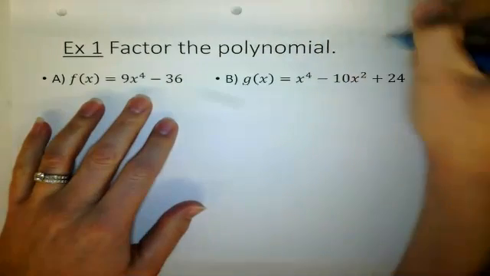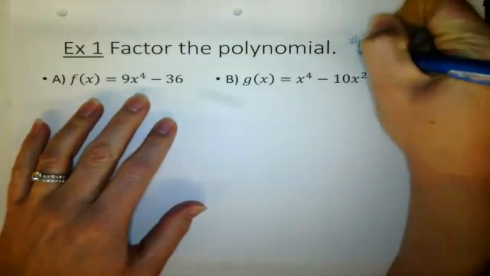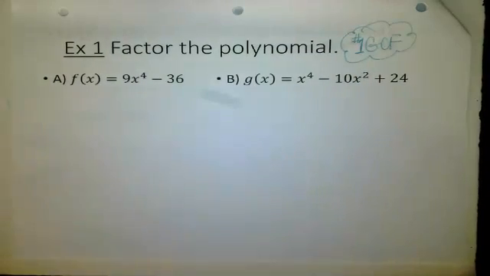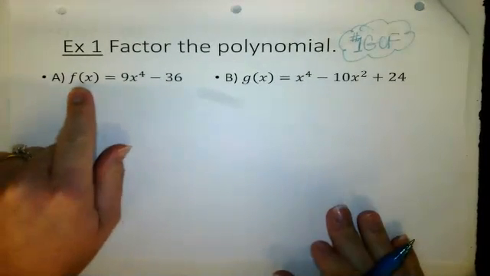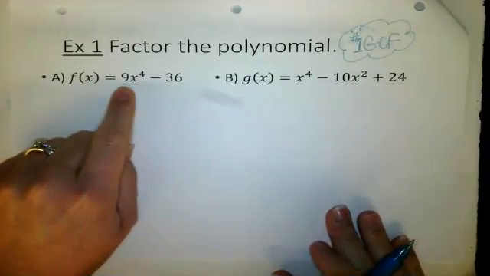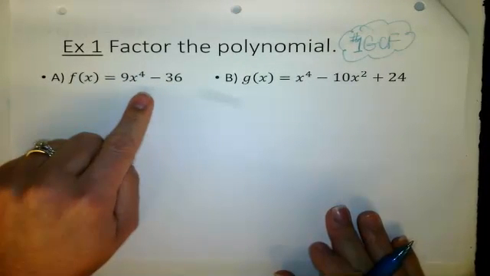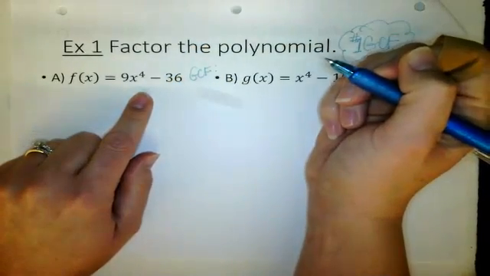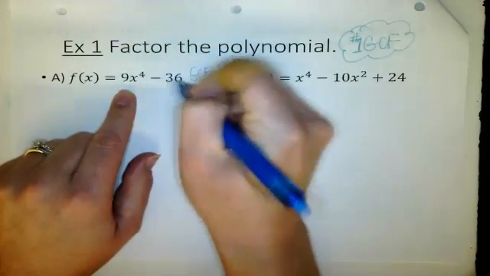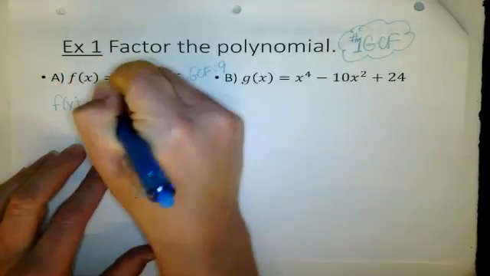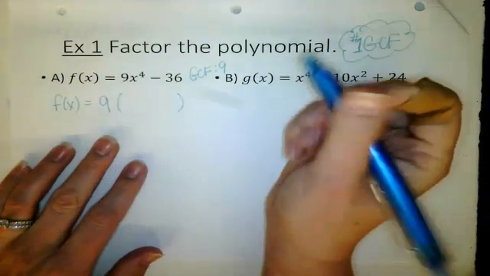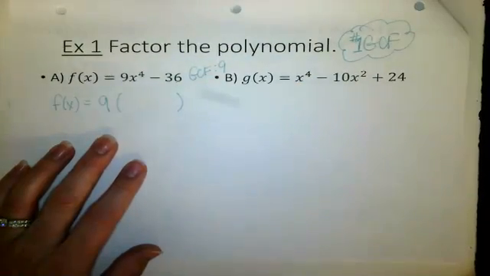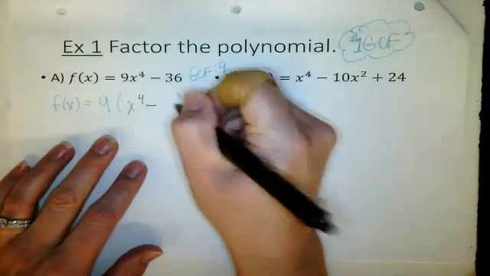So rule number 1, GCF. Always look for the greatest common factor. So here we have a function, f of x equals 9x to the 4th minus 36. I want to try to factor this polynomial. Does it have a GCF? Nine, yes, I can take a 9 out of both of these things. So we're going to factor out a 9, undistribute a 9. When I take the 9 off, what's left over? x to the 4th minus 4.